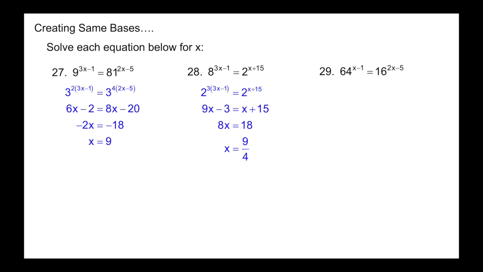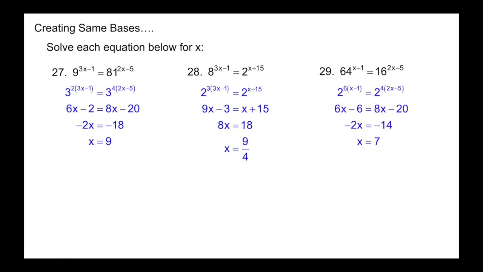Well, 4, for example, I could use 4 on this one. This would be the same thing as 4 to the 3rd, and this would be the same thing as 4 squared, and that would be an option. So I could take 3 and distribute it into x minus 1, and I could take 2 and distribute it into 2x minus 5 and solve.